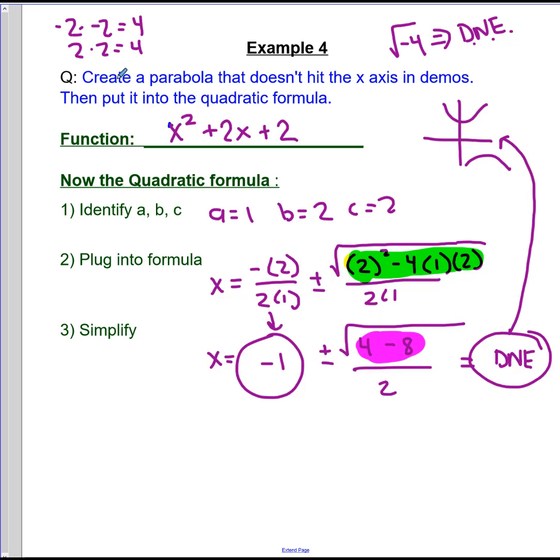Okay, so we answered the question. When we create a parabola that does not hit the x-axis, what happens when you try to find the x-axis in the quadratic formula? And of course, the answer will come out to be DNE because you cannot have a negative square root.